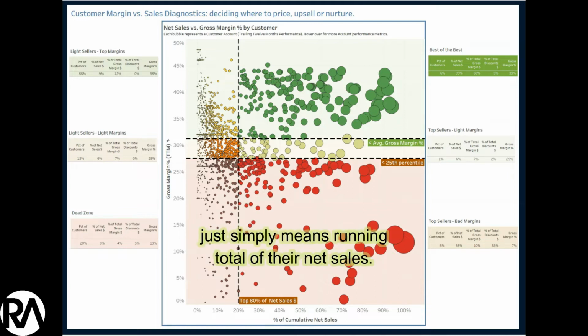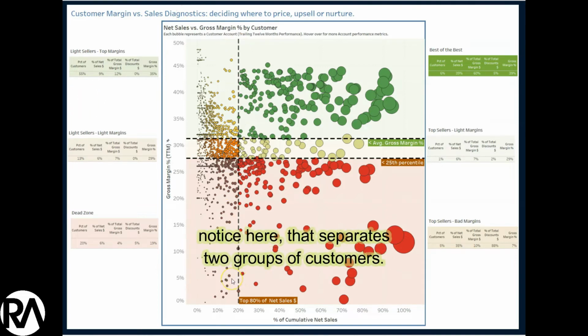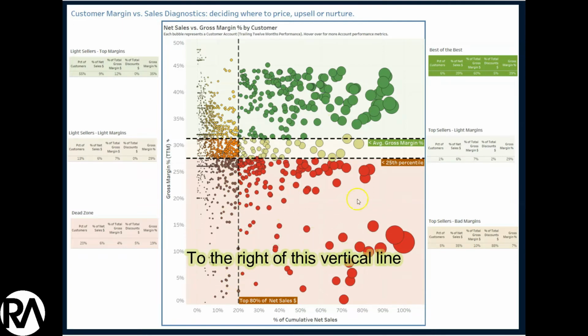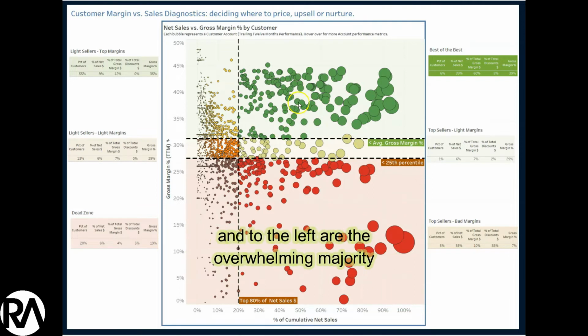Cumulative net sales just simply means running total of their net sales. And we drew a vertical line. Notice here that sort of separates 2 groups of customers. To the right of this vertical line is 12% of the customers that drive 80% of the net sales. And to the left are the overwhelming majority of the customers, almost 90%, that drive only 20% of the net sales.